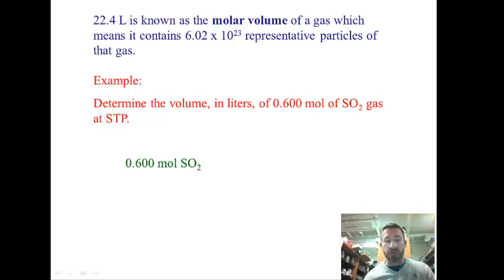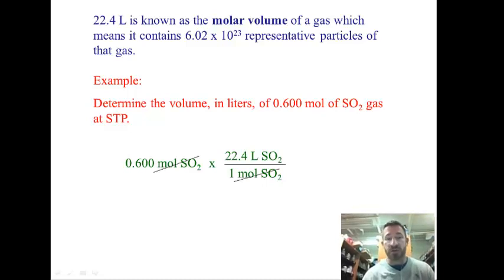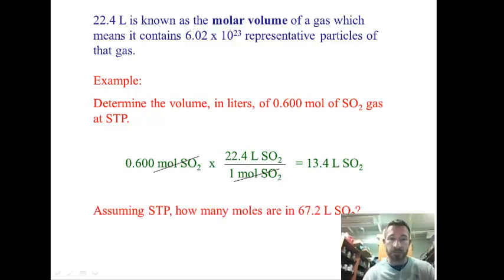Now we want to do a factor label. At the bottom, hopefully you picked, you're going to put moles. At the top, you're going to put liters, and this we're going to do 22.4 liters. Luckily, you're going to see your moles will cancel out. Moles of SO2 is gone. Now we have liters of SO2. So you simply have to multiply 0.6 times 22.4, and you should end up with 13.4 liters of sulfur dioxide. One more sample problem.